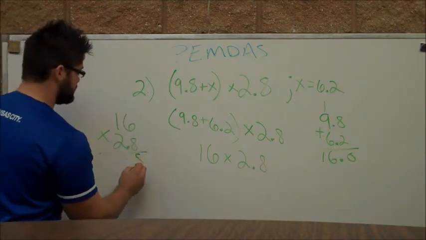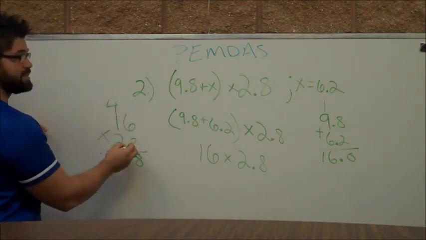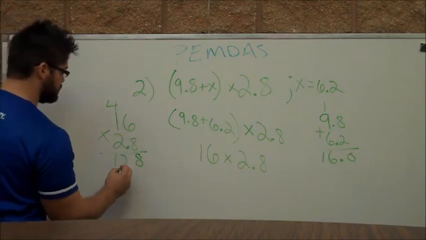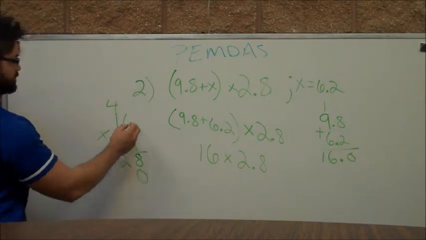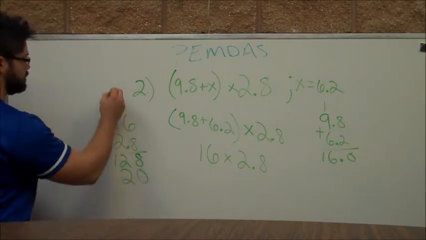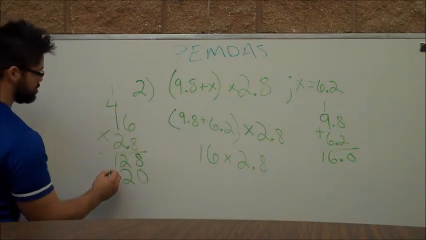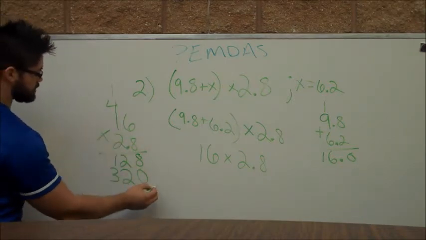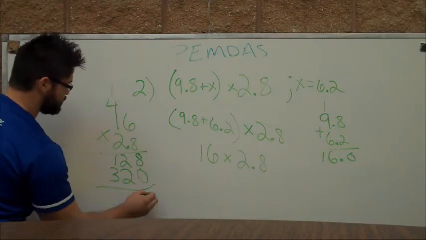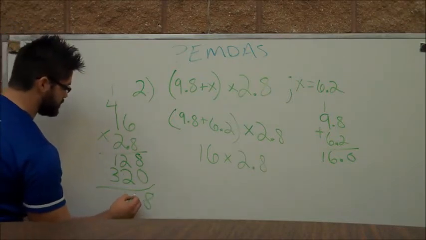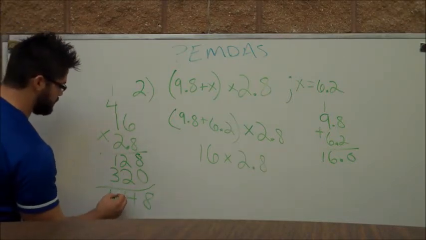6 times 8 is 48. 1 times 8 is 8, plus 4 is 12. 2 times 6 is 12, carry the 1. 2 times 1 is 2, plus 1 is 3. Then we have 8 plus 0 is 8, 2 plus 2 is 4, 1 plus 3 is 4.